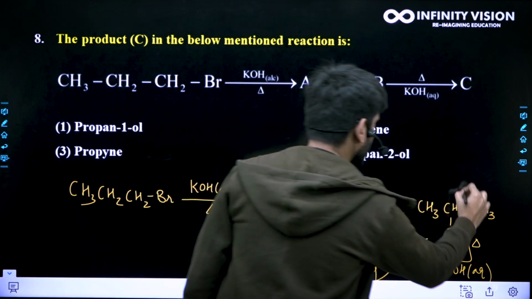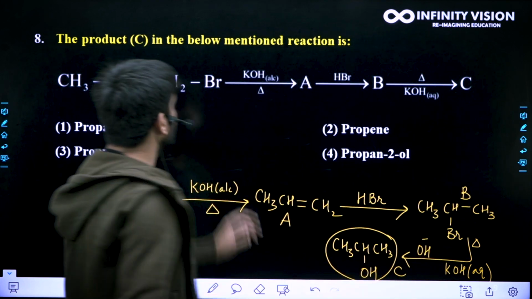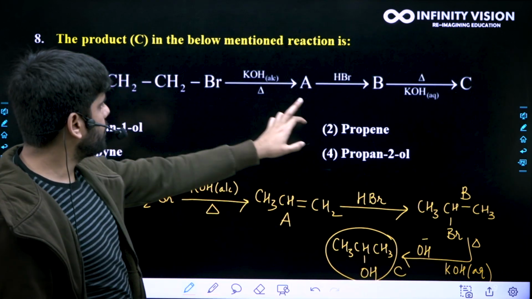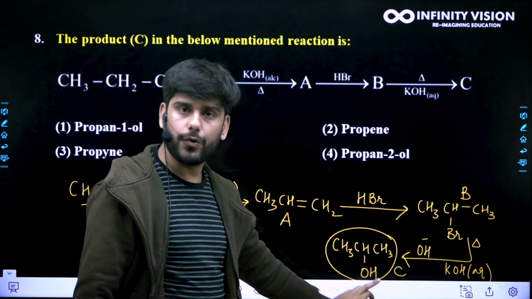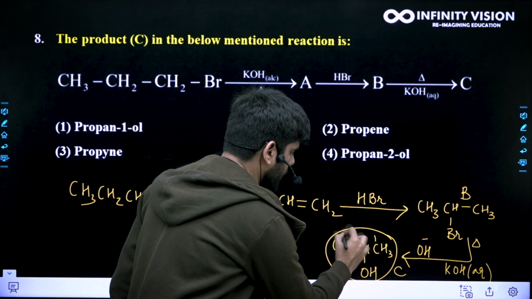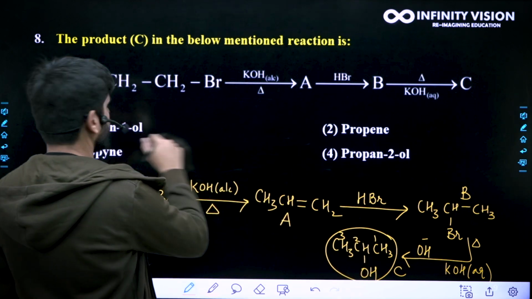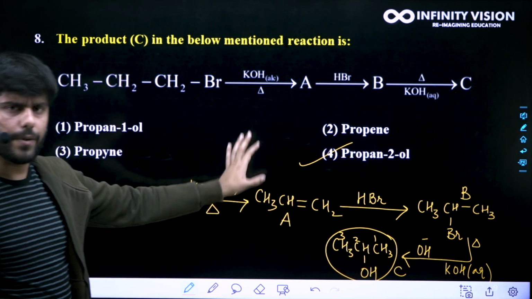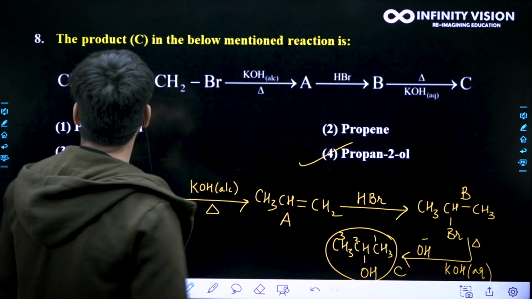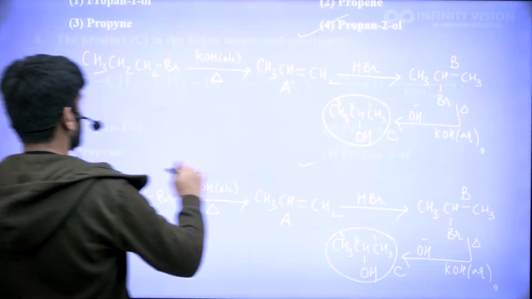This is A, this is B, and this is C. So they are asking you about C. So C is, basically, it is propan-2-ol, right? So it is propan-2-ol. So if you see the options, 4 is the right answer. Again, a simple set of reactions. All right. Let us move to the next question.